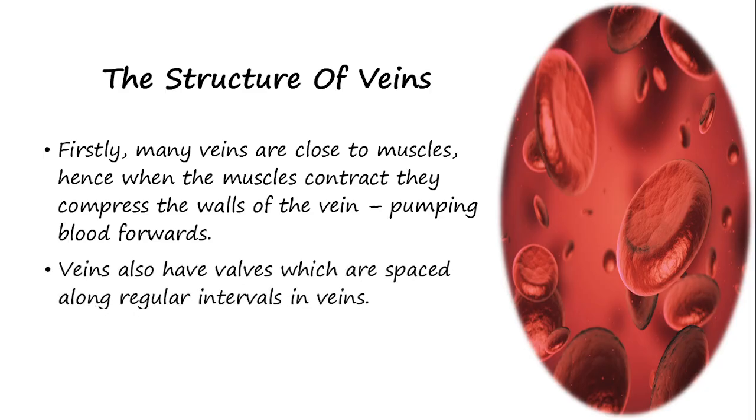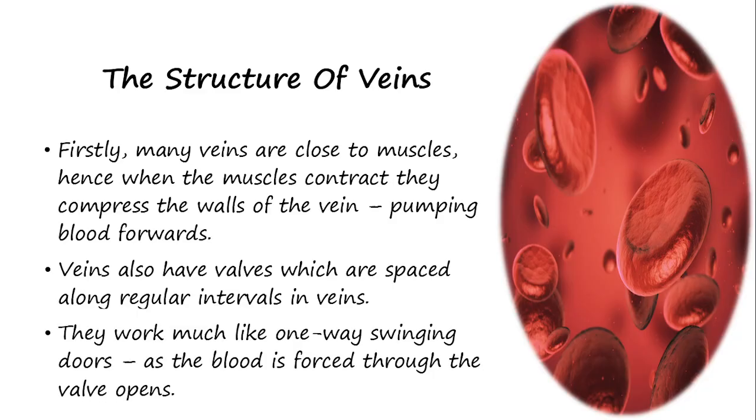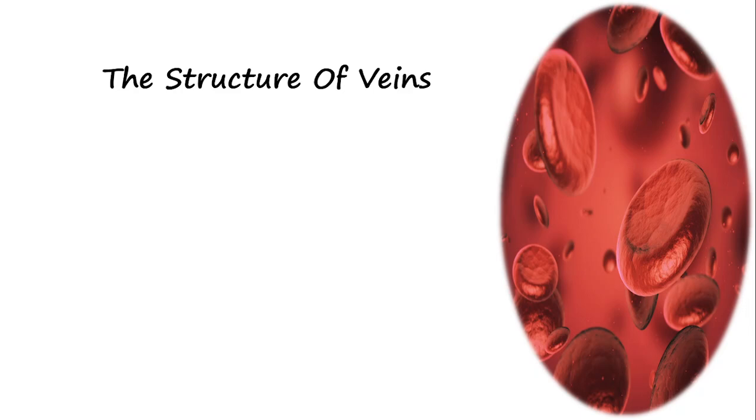The veins also have valves, which are spaced at regular intervals along the veins. They work much like one-way swinging doors, as they allow the blood to flow in one direction. So as the blood is forced through the valve, it opens. So that's how the veins work and how they are structured.